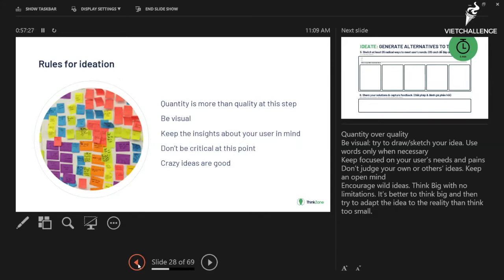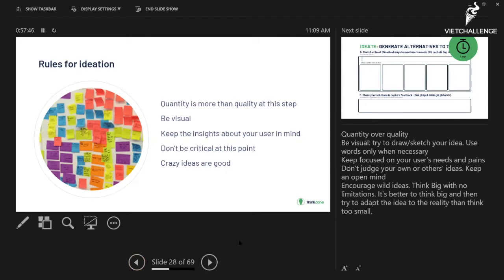So come up with as many ideas as possible without overthinking, without judging the ideas, without telling yourself, oh, but this is not possible, it's not realistic. It doesn't matter at this point, okay? It doesn't matter if it's realistic or not. The most important thing is to write down everything that comes to your mind.